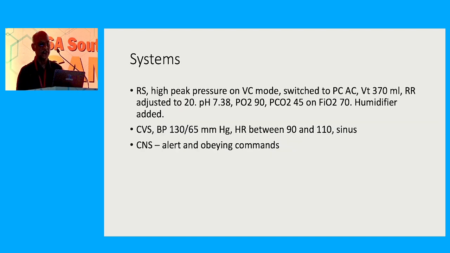Coming to systems, respiratory system: high peak pressure on VC mode, switch to pressure control, assist control mode. VT achieved is 370, respiratory rate is about 20, pH is within normal limits, PCO2 has come down. A humidifier is added. Coming to cardiovascular system, blood pressure is okay, heart rate is okay, the patient is alert and obeying commands now.